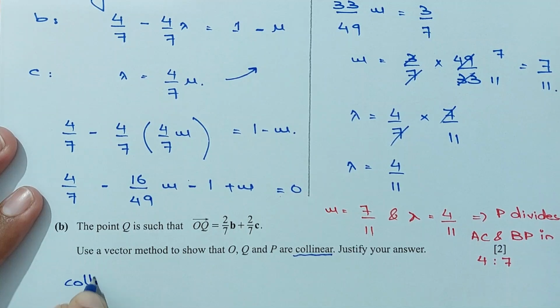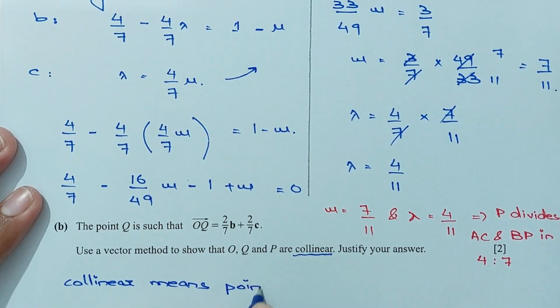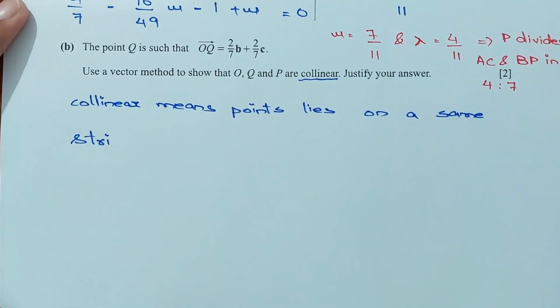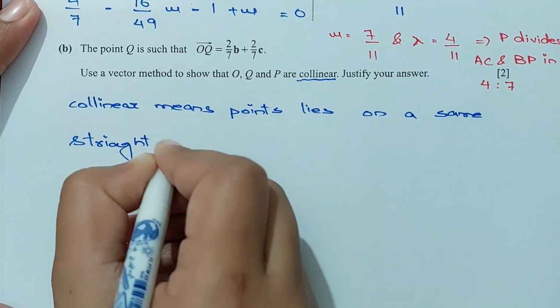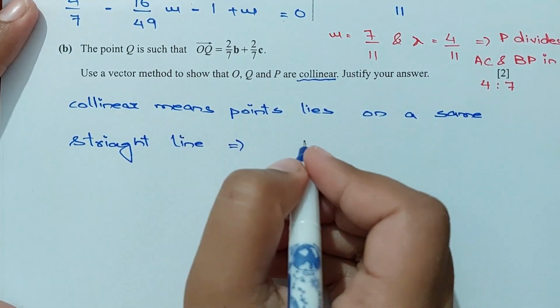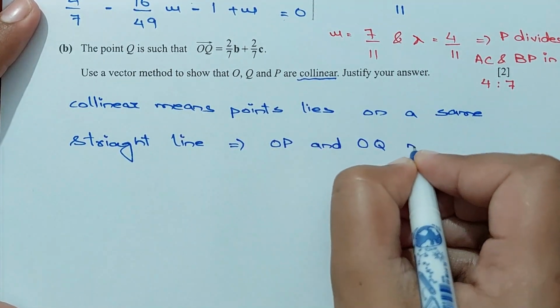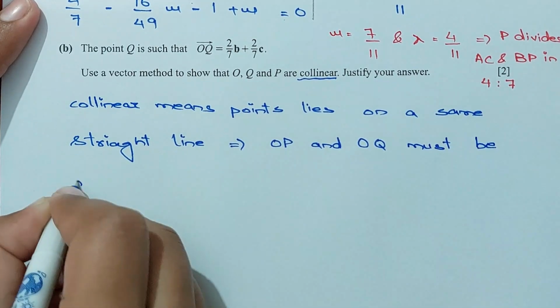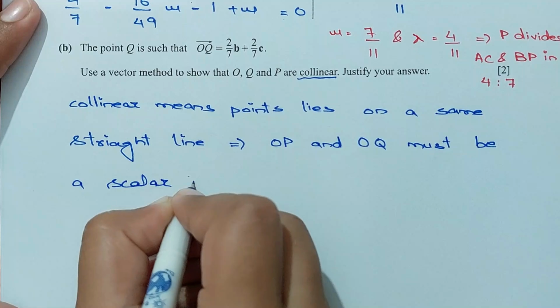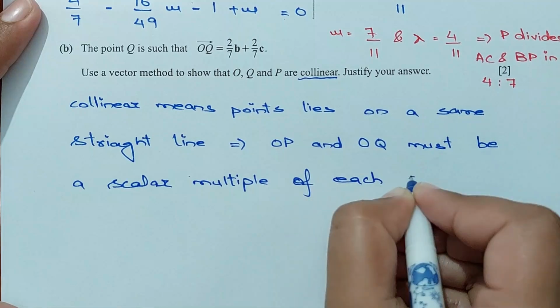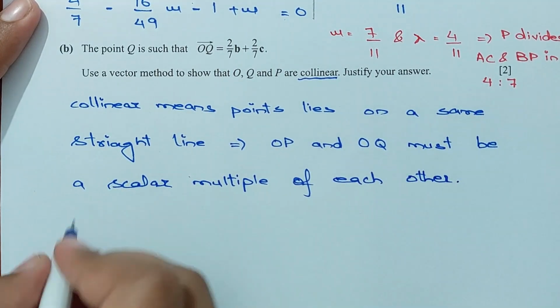So collinear means points lie on the same straight line. This means OP and OQ must be scalar multiples of each other. Okay, so what is OP?